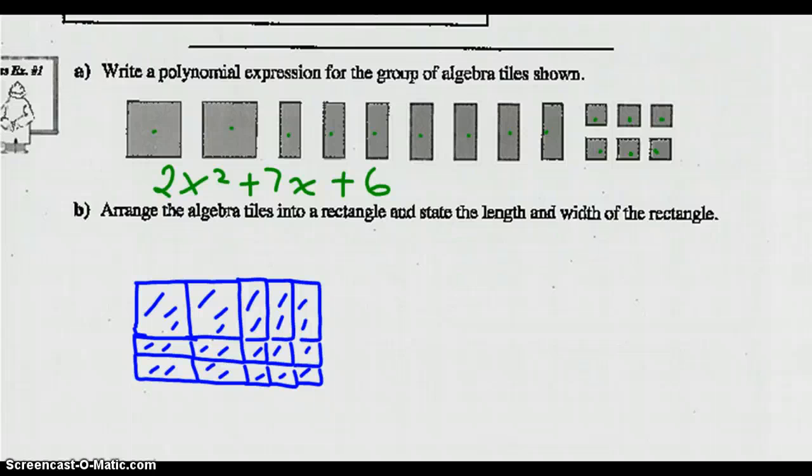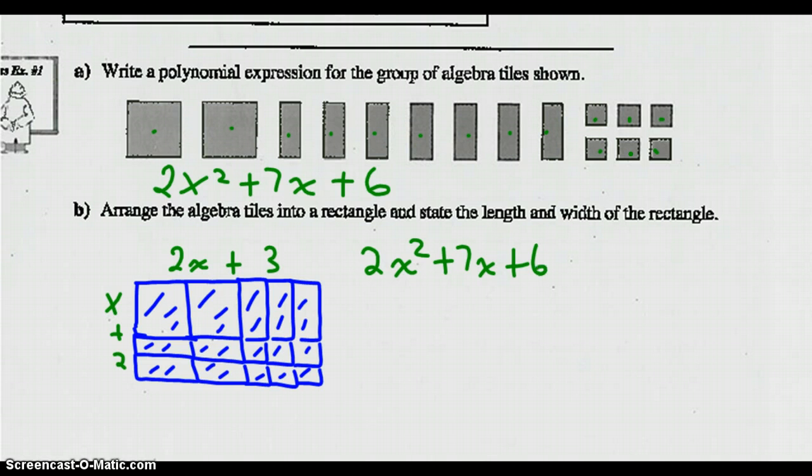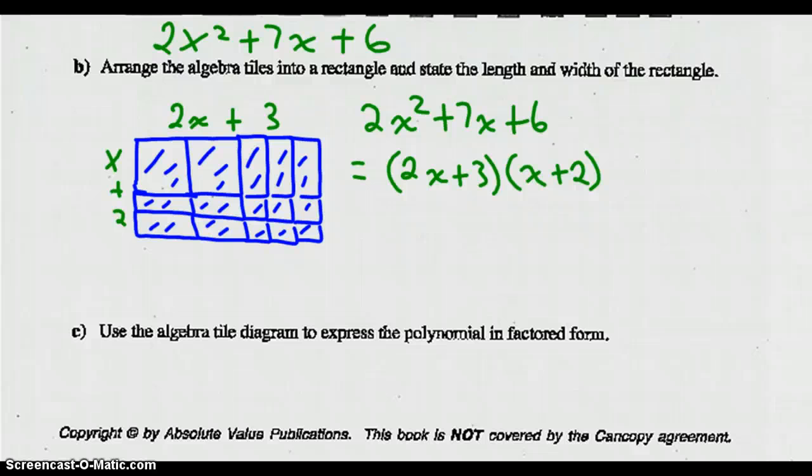So this is the rectangular shape I came up with. It's got a length of 2x plus 3 and a width of x plus 2. So I can say that the factors of 2x squared plus 7x plus 6 are 2x plus 3 times x plus 2. If I expand that out, I will get 2x squared plus 7x plus 6. So that's a great way to factor if you like algebra tiles.